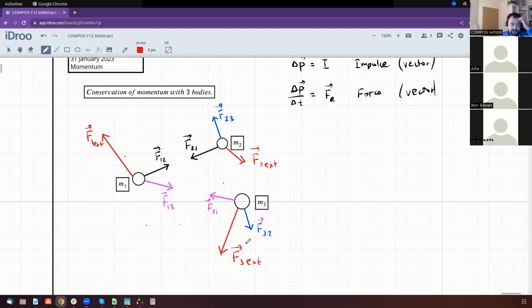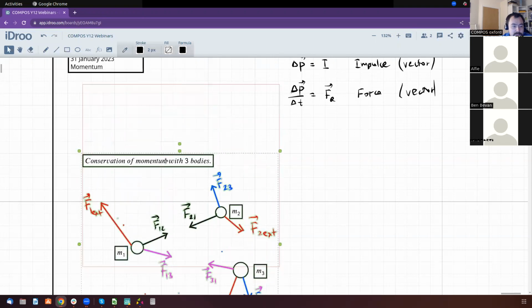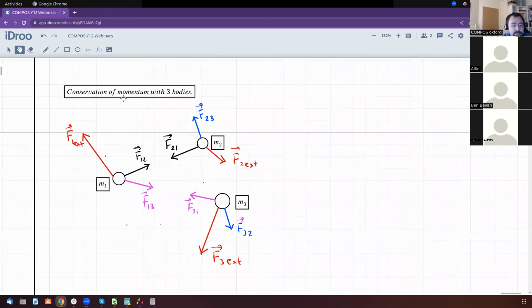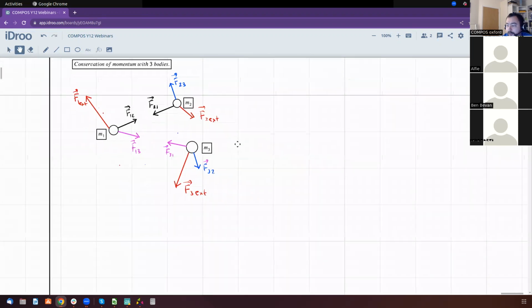Does this make sense? Are there any questions about this diagram? No questions? Is anyone confused? Utterly or utterly-ish? Good.